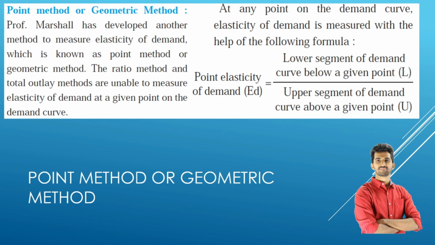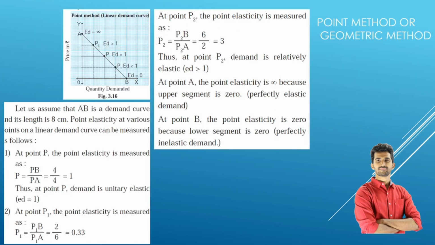This formula says ED is equal to the lower segment of the demand curve below a given point, that is L, upon the upper segment of the demand curve above a given point. Let us understand this method with the help of an example. Here, let us assume that AB is a demand curve. You can observe figure 3.16. We have AB, the demand curve. We are assuming its length is 8 centimeter. Point elasticity at various points on a linear demand curve can be measured as follows.